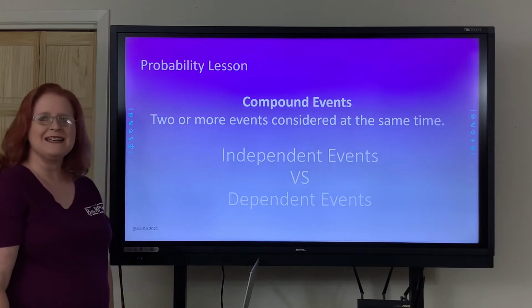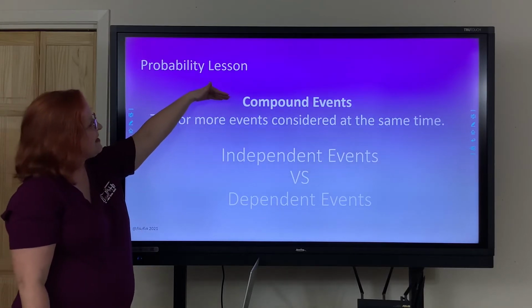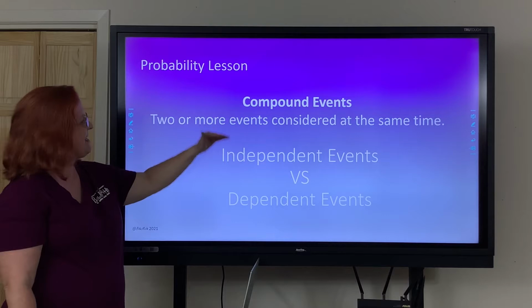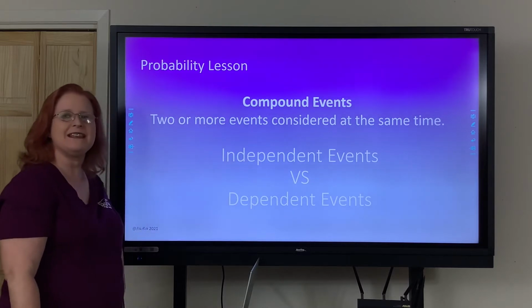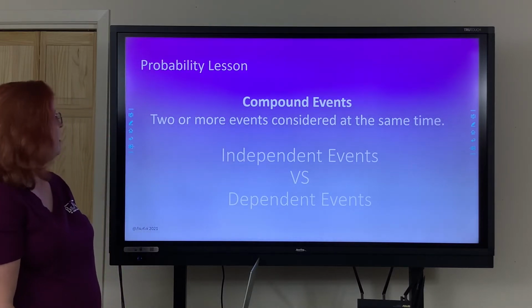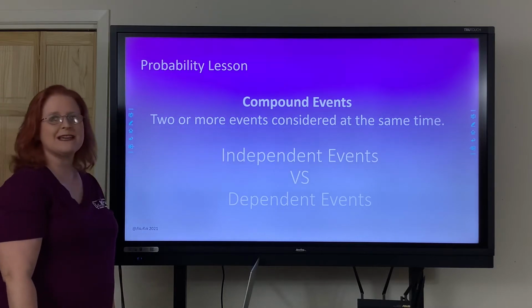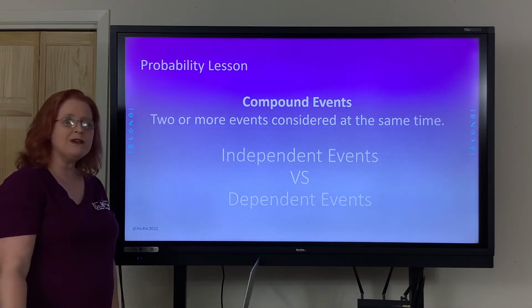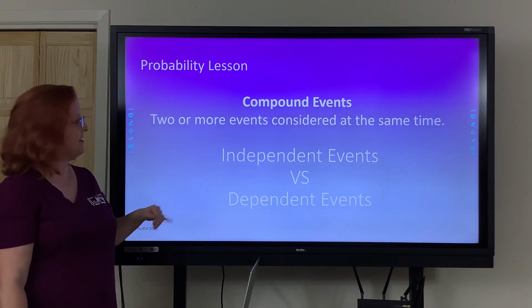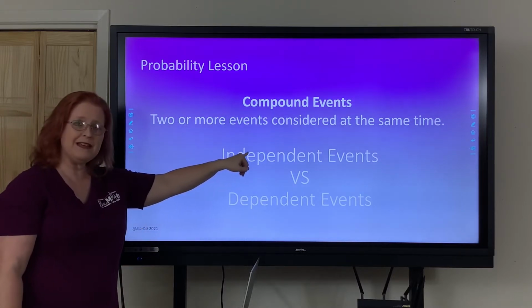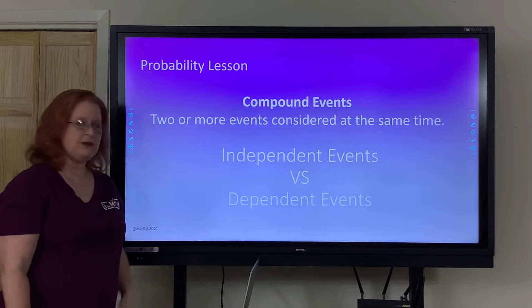A probability lesson. We're going to focus on compound events and the difference between independent and dependent events. Just remember, compound events are two or more events considered at the same time, and your probability has to be calculated on whether the event is independent or if the event is dependent.